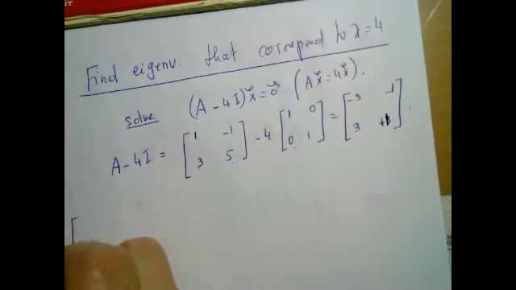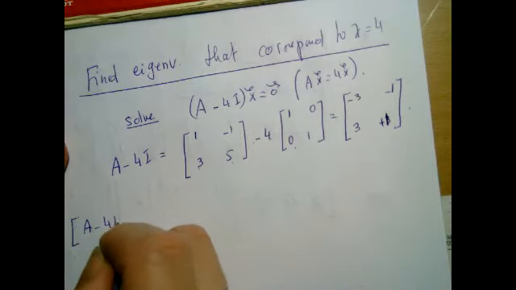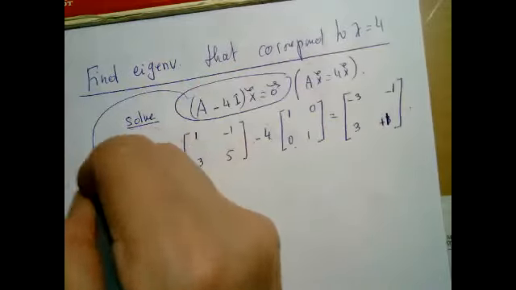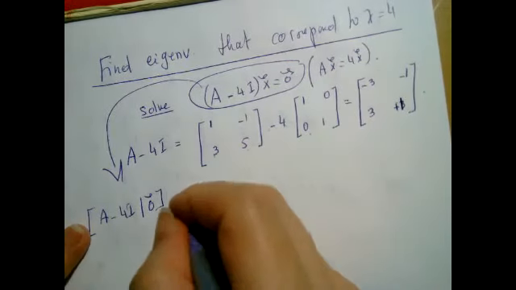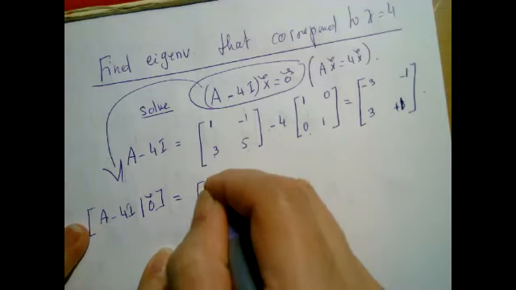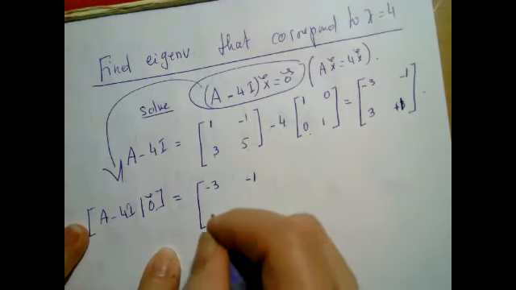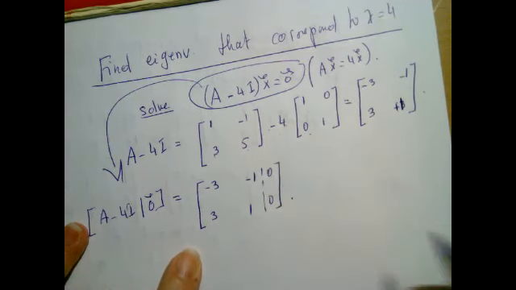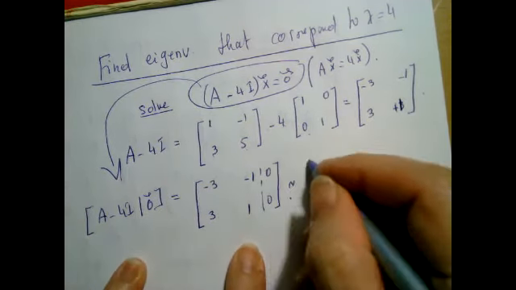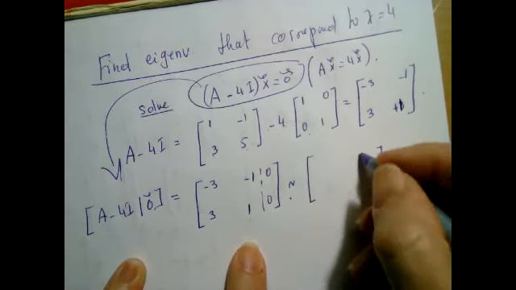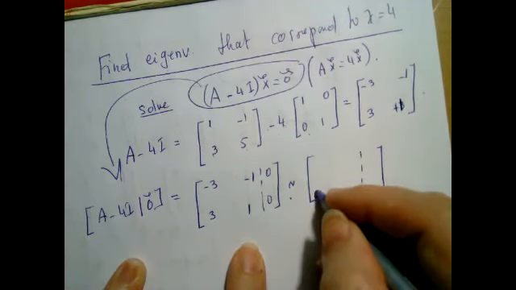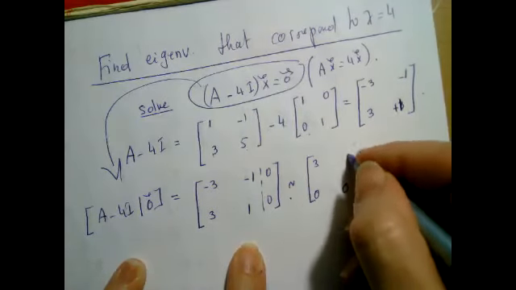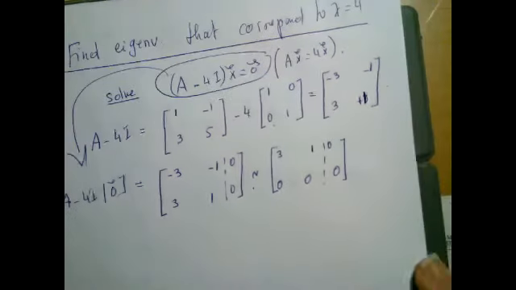We take A minus 4I, and now I am solving this homogeneous system. That's the system I'm trying to do. And this is equal to minus 3, minus 1, 3, 1, and 0, 0. Again, echelon form. Minus 3 plus 3 is 0. Minus 1 plus 1 is 0, 0. I can multiply the top by minus 1, and I get that.